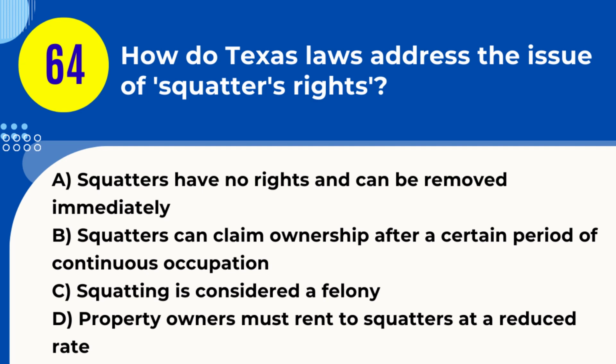Answer. B. Squatters can claim ownership after a certain period of continuous occupation. Explanation. Texas laws allow squatters to claim squatters' rights or adverse possession under specific conditions. If a squatter continuously occupies a property for a certain period, typically 10 years, meets certain criteria like paying property taxes, and treats the property as their own, they may be able to claim legal ownership.